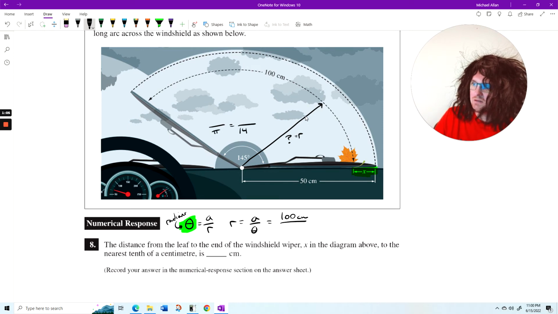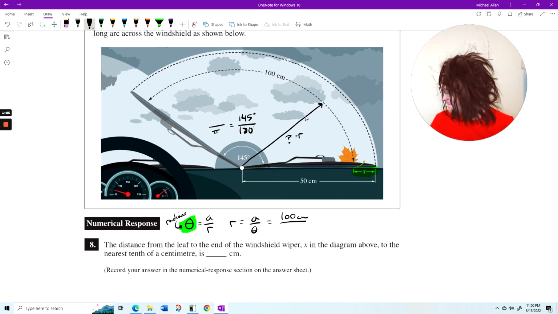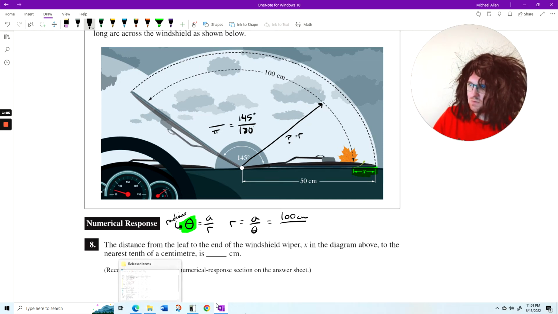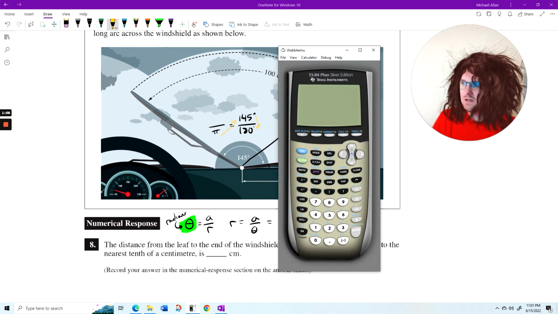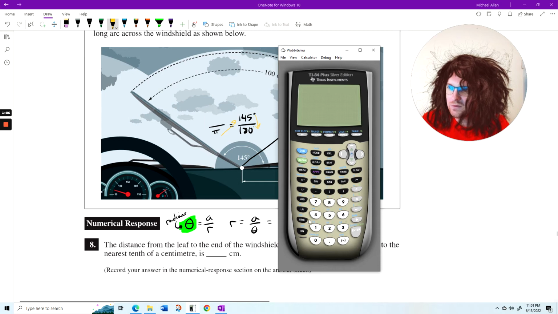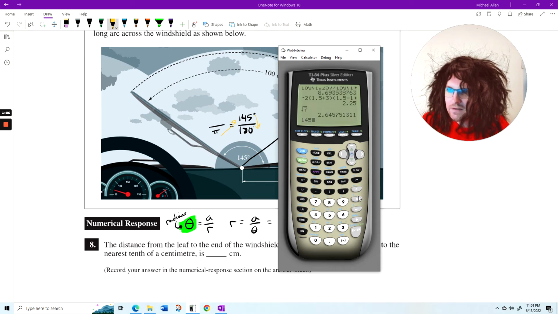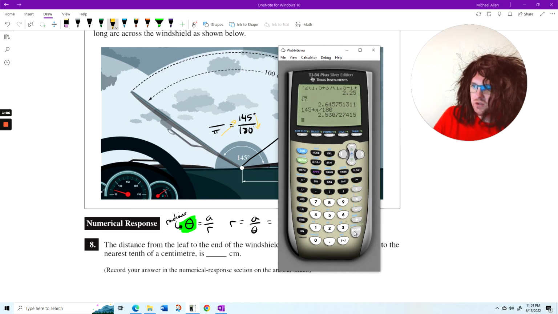So I'm going to set up a little ratio here. Oh, that's not my ratio. Let's cross that off. Pi is 180. And I'm going to put the 145 there. And I'm going to pull up my calculator and just cross multiply and divide here. Figure out how many radians this 145 is. So 145 times the pi, divided by 180.